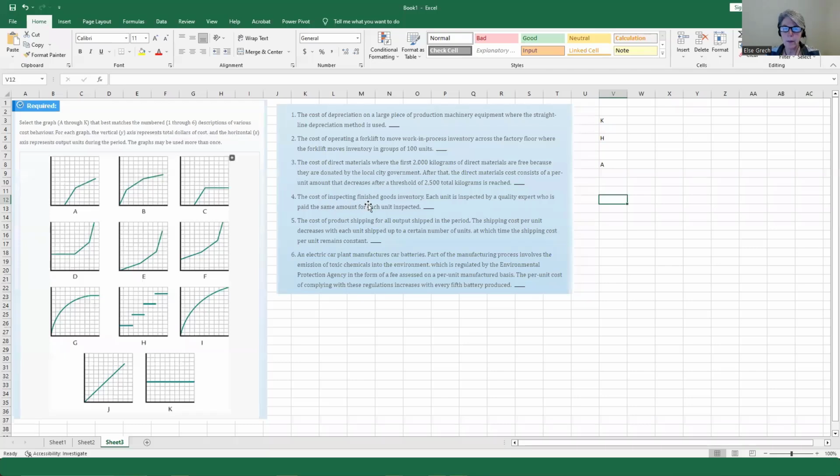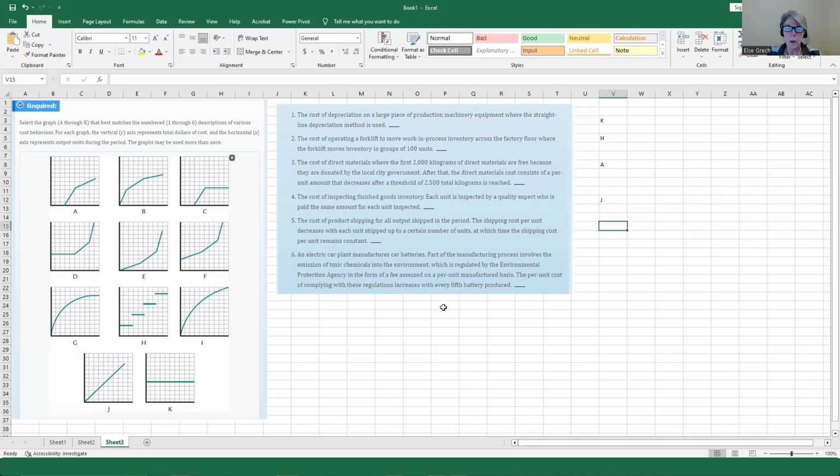4, the cost of inspecting finished goods inventory. Each unit is inspected by a quality expert who is paid the same amount for each unit inspected. And in this case, it's going to go straight up from 0. If they inspect 0 units, it's going to cost us nothing. If they inspect 1, let's say it costs $10 for each item inspected, it's going to be $10, $10, $10, $10 every time we increase. So absolutely, this is J.